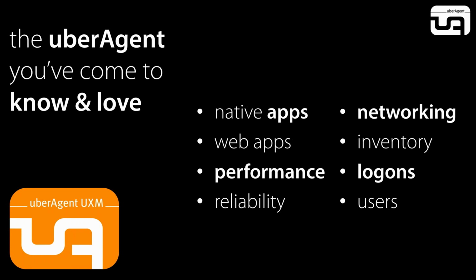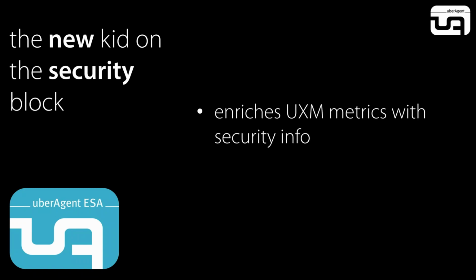So basically, we've rebranded the existing UberAgent as UberAgent UXM. And we've added a new product and put that next to it. This new product is UberAgent ESA. As the name implies, Endpoint Security Analytics. Obviously, it has something to do with security. So we'll be taking a deeper look at what UberAgent ESA is and what it can do in the next few slides. So in a nutshell, ESA takes what we already have with UXM.